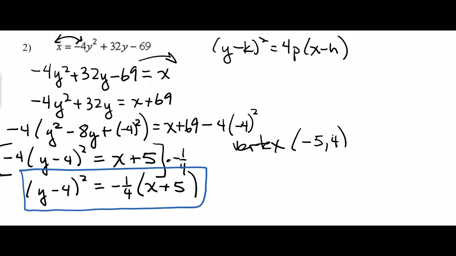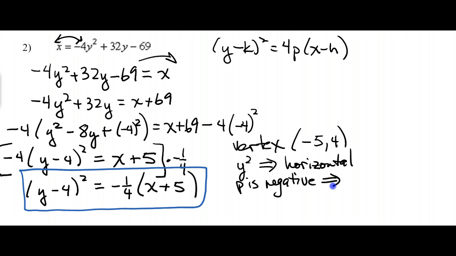And we can see that y is squared over here, so that tells me that it's horizontal. And this coefficient here represents 4p, but since it's negative, that also means that p is negative. So since p is negative and it's horizontal, it opens left. Again, this coefficient represents 4p, so I know that 4p is equal to negative 1/4.